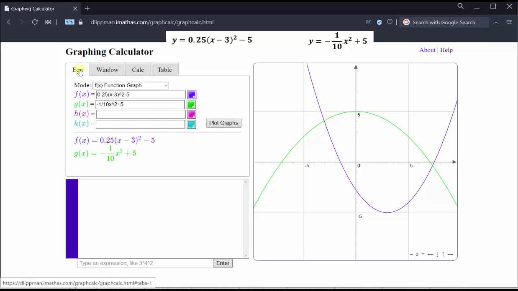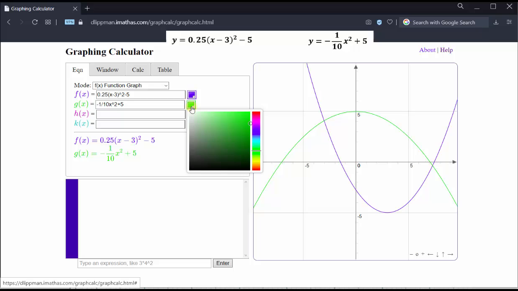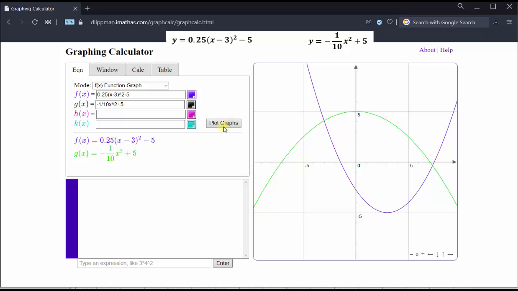And now let's go ahead and determine the intercepts for the first function f of x, which is graphed in blue. If we have a hard time seeing the green graph, we can change the color by clicking on the color palette to the right and selecting a different color. For example, if we want the graph to be black, we can click the black color, click outside the palette and click plot graphs, and now the graph is black.